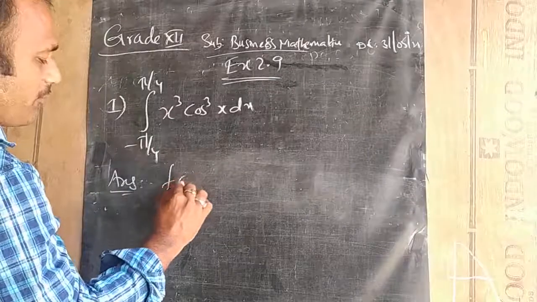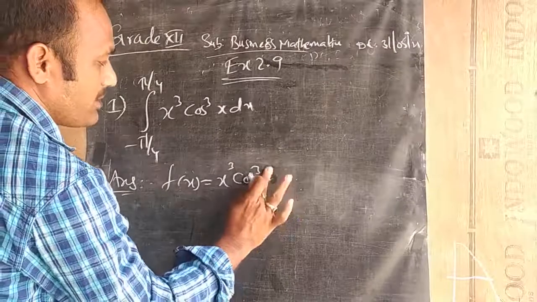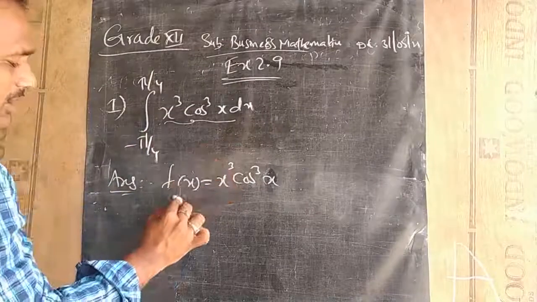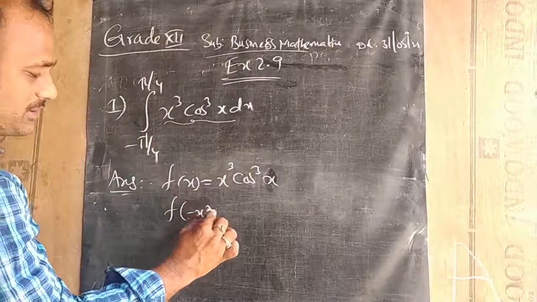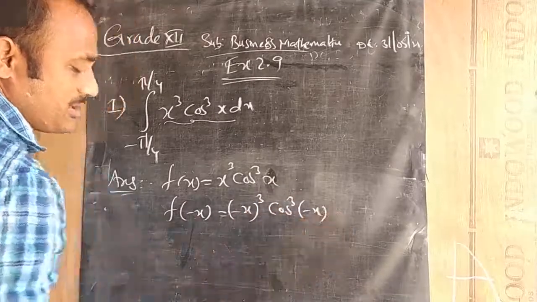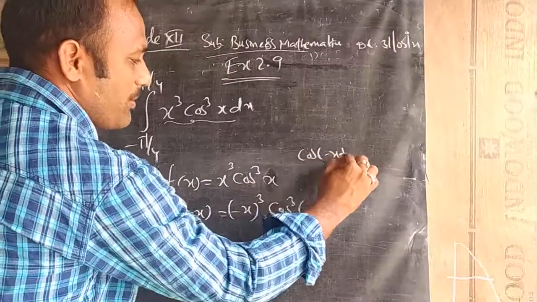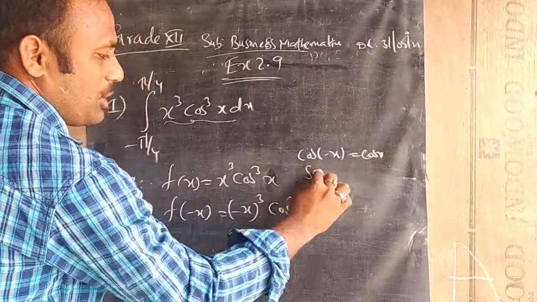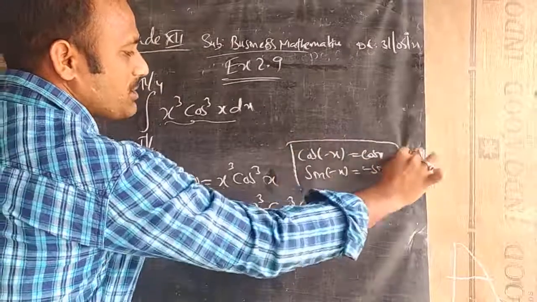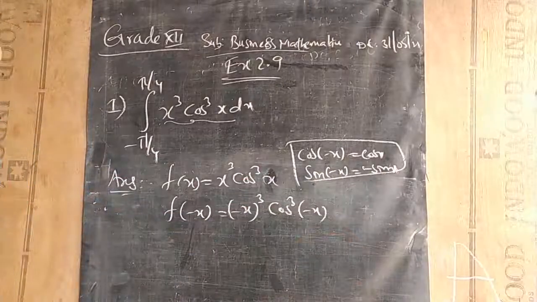So first let us take f of x is equal to x cube cos cube x. So we are taking this as the f of x function. Now if I replace x with minus x, we get minus x whole cube cos cube of minus x. As we have already learned, cos of minus x will be cos x, and sin of minus x will be minus sin x. Very important this too. Cos of minus theta will be cos theta, sin of minus theta will be minus sin theta.